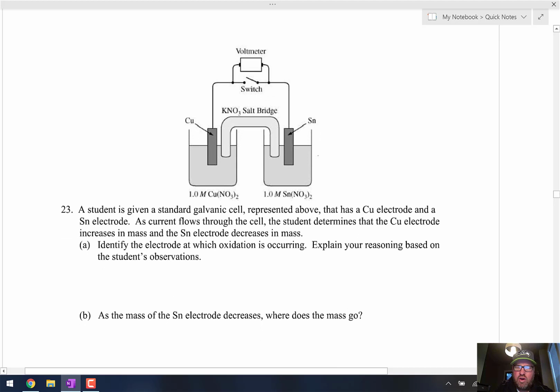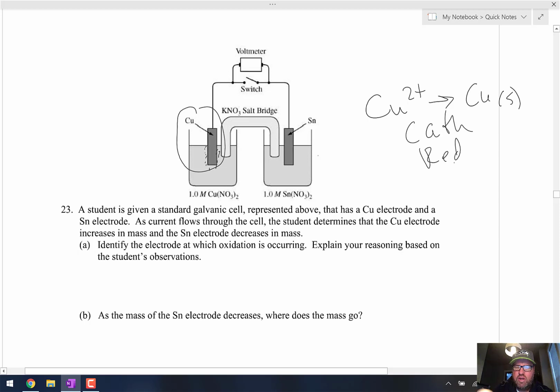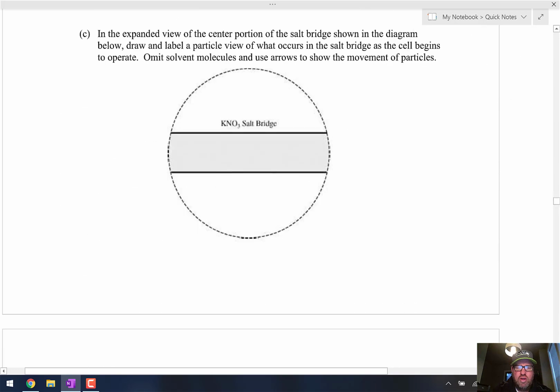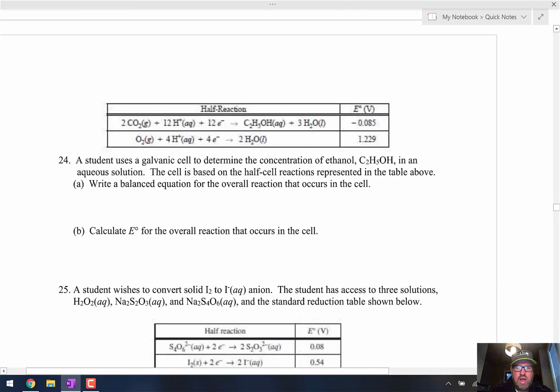Again, as the current flows, the student determines that the copper electrode increases in mass. So if the copper one is increasing in mass, that means that the Cu2 plus ions are becoming solid copper. The copper's plating onto itself right here. And so that is the cathode where reduction is occurring. Okay, so if that's the cathode, then tin, therefore, must be the anode where oxidation is occurring.